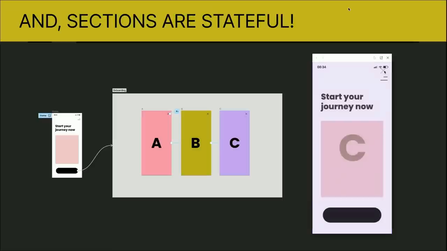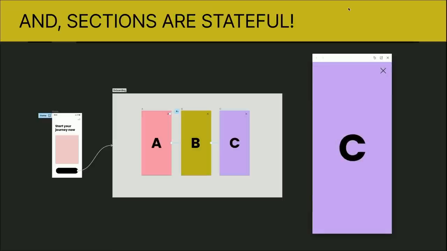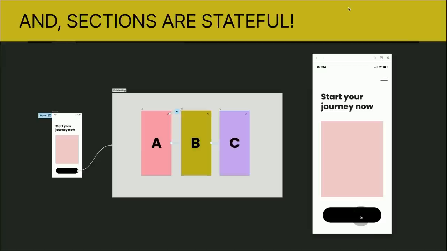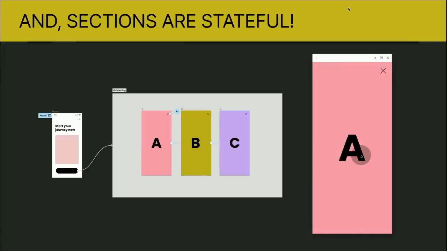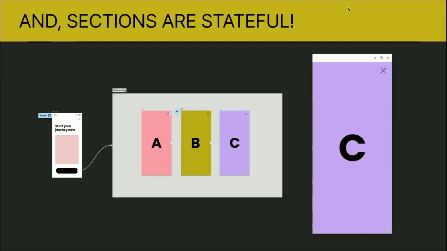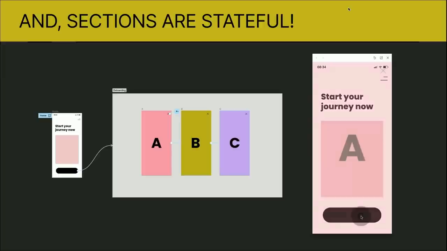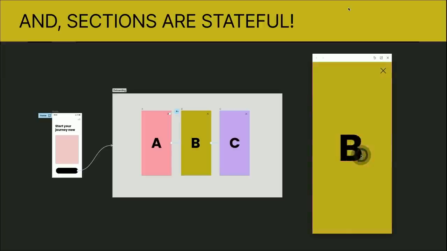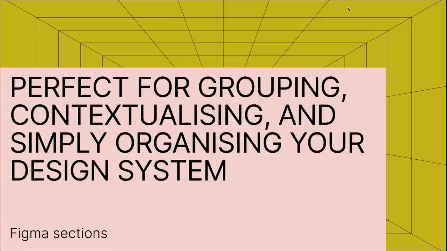Now, sections are not only useful when it comes to organizing and documenting, they're also great when it comes to prototyping because they make your design stateful. That means that if you connect to a section, Figma is going to remember the frame in that section that you last visited. If you jump back into the section from any other given place, it's going to go back to where you left off. And this is incredibly helpful when we're building things like signups and checkouts. So in short, sections are perfect for grouping, contextualizing, and simply organizing your design system.